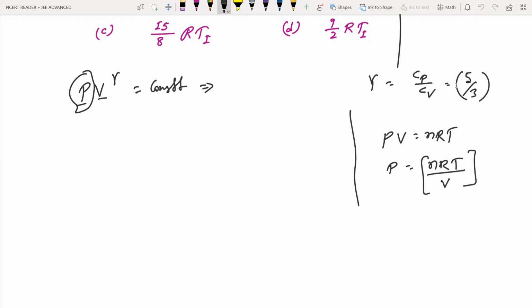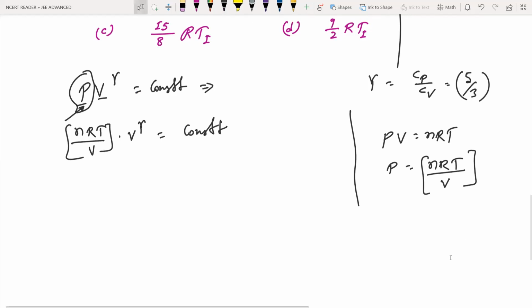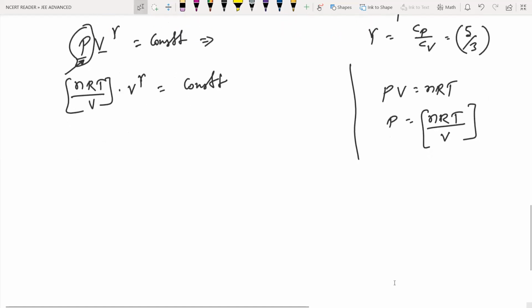So temperature and volume you can replace with this term. Pressure can be replaced with nRT by V. And here you can see this is V to the power of gamma, and it is constant. So from here we can relate the temperature and volume relation: temperature has power 1, and volume has power gamma minus 1. This will be constant.